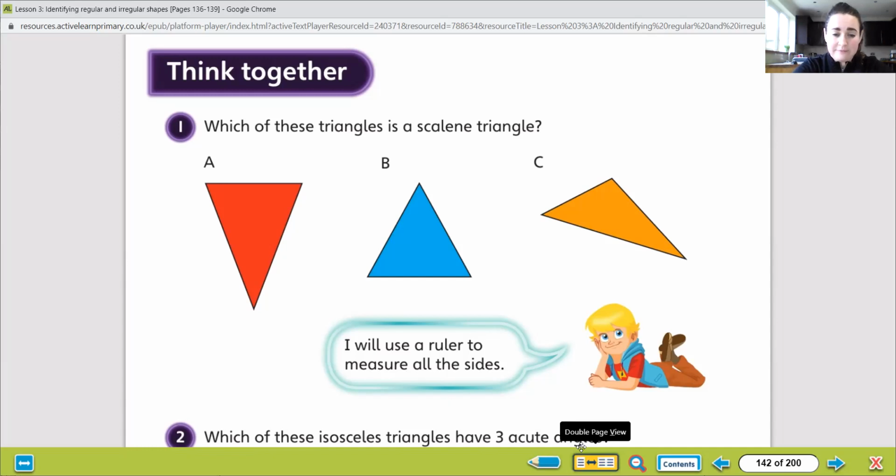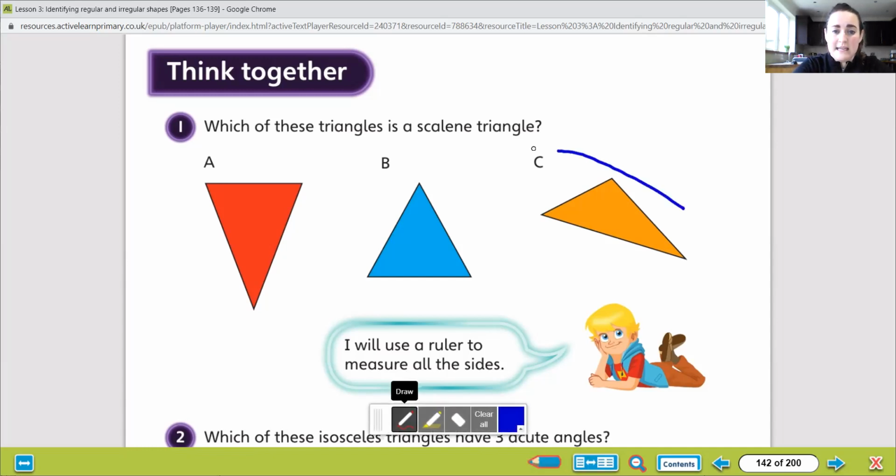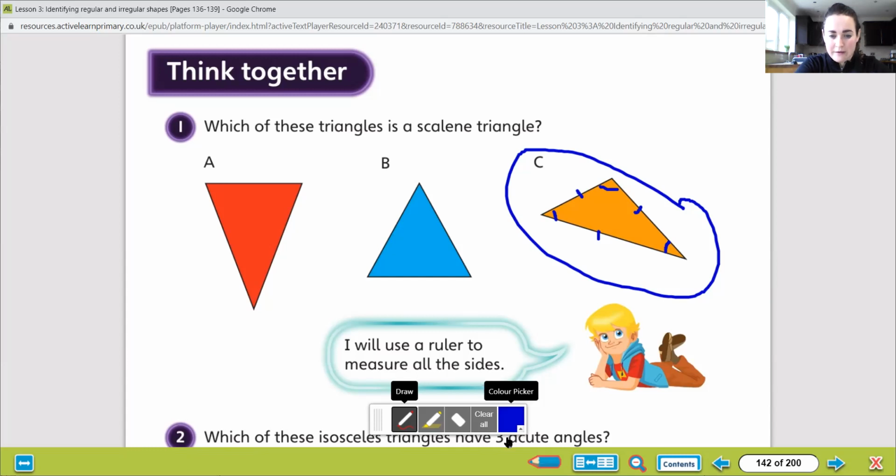Okay, hopefully you have decided that C is our scalene triangle. Each side is a different length. Each angle is a different measurement. So C is our scalene triangle. B, I think, is equilateral, and A will be isosceles, but we don't need to know that information. My question is, which one is the scalene? C is my scalene triangle.